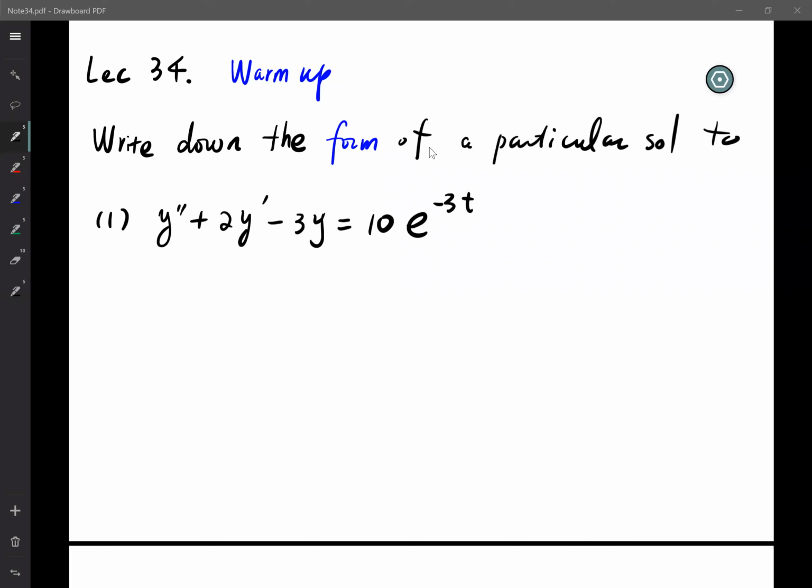The problem is to write down the form of a particular solution to several equations. The first one is this. Let's wait for 30 seconds for you to think about it, and then we're going to work it out together.